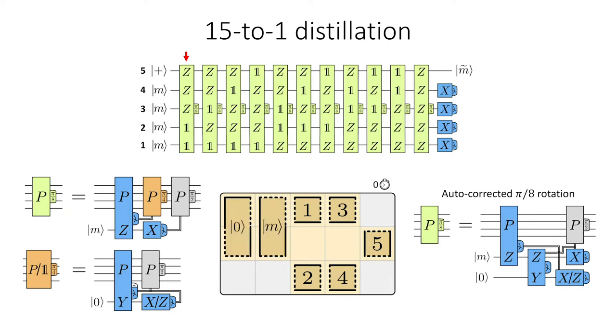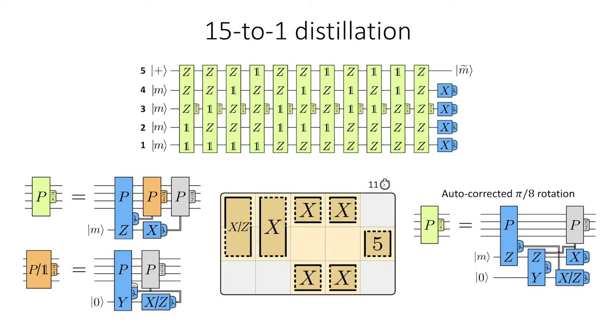The way it works is that you initialize a magic state and a zero state, and then you measure P times Z, and at the same time you measure Z times Y between the magic state and the zero state. Depending on the outcome of the P times Z measurement, you measure this zero qubit in the X or Z basis, basically either applying a Clifford correction or not. And this takes just one time step. So you can go through this entire protocol in 11 time steps.